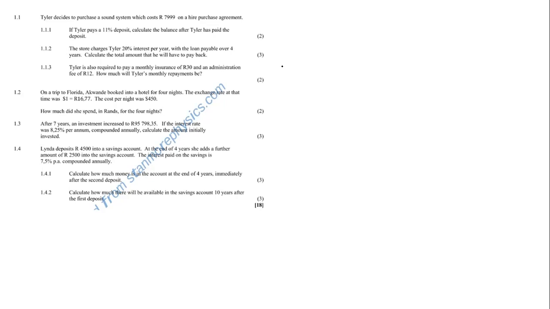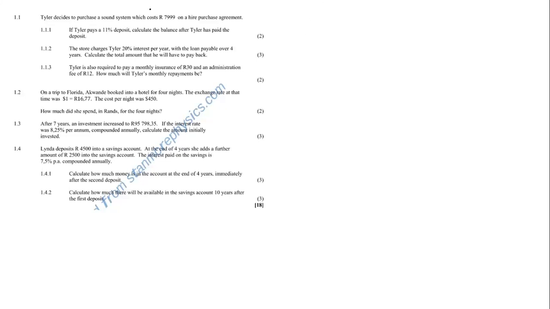And then the second question, the store charges Tyler 20% interest per year with the loan payable over 4 years. Calculate the total amount that he will have to pay back. And then the last question for this section, Tyler is also required to pay a monthly insurance of 30 Rand and an administration fee of 12 Rand. How much will Tyler's monthly repayments be? So now let us start with this question, okay?